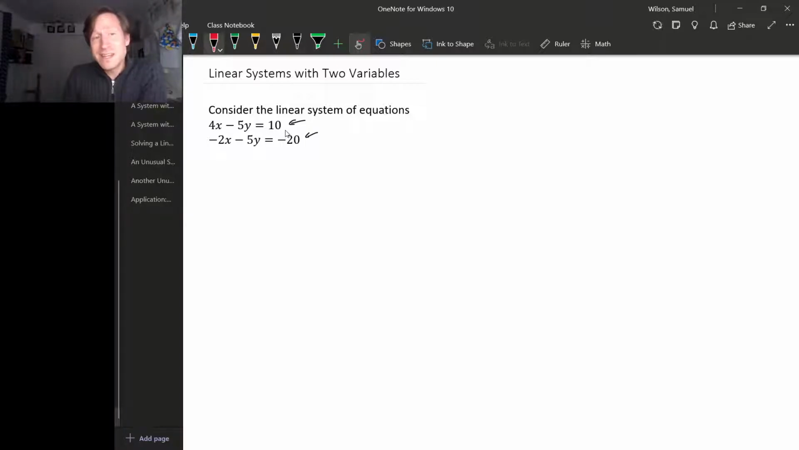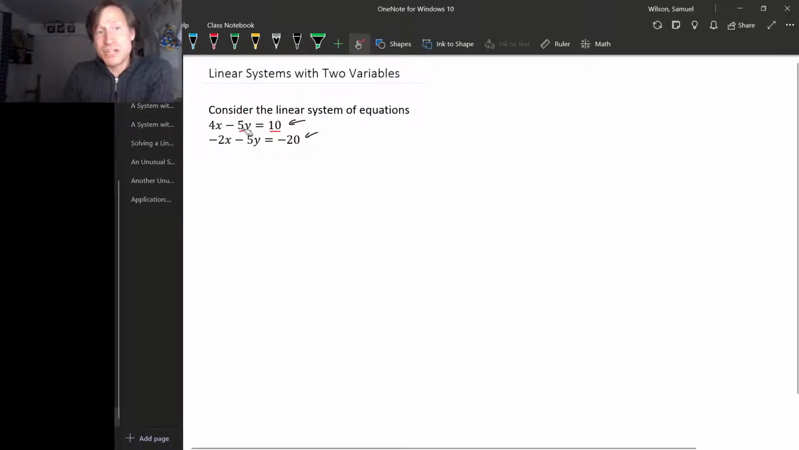What makes this linear is that the variable terms only have the variables to the first power, and the variables show up in the numerator. They aren't multiplied by each other. That's what makes these linear. So it's variable times constant, all added together. The coefficients in front might be negative, which is why it's okay to have a minus sign here.